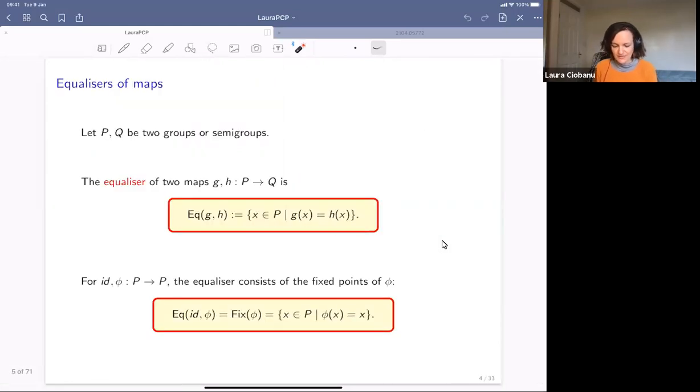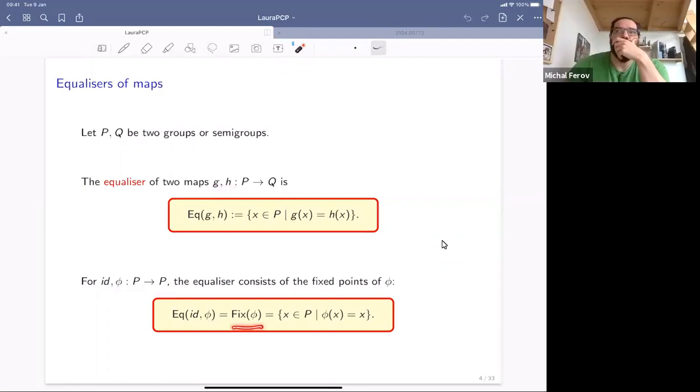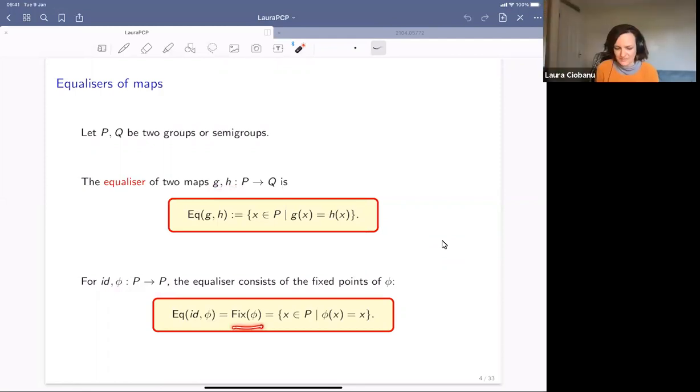And note that maybe if you haven't seen an equalizer, you have definitely seen fixed points of maps. So if one of your maps here, one of the G and H, is the identity, and let's say we go from P to P, then the equalizer of these two maps is simply the set of fixed points of your map that's not the identity. So all the points in P such that phi of X is equal to X. All right, so everybody has seen this at some point in some context.